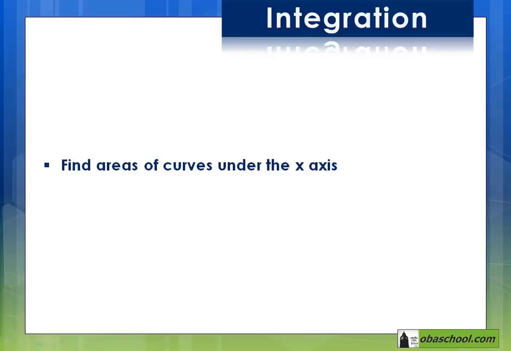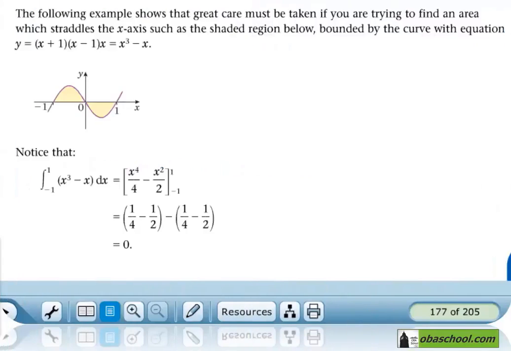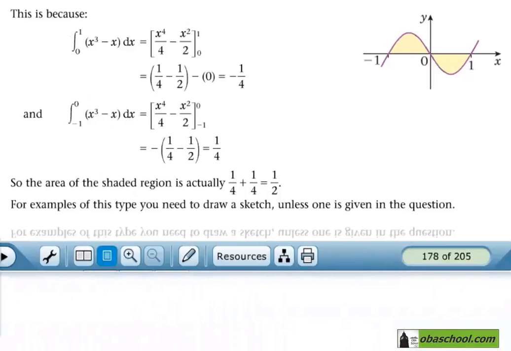The objective of this tutorial is to find areas of curves under the x-axis. We will apply the note that we explained in the previous tutorial: when the curve straddles the x-axis from both sides, you need to calculate each area alone, then you add them together. Pay attention that when the curve is below the x-axis, you multiply the definite integration by a negative sign in order to obtain a positive answer.